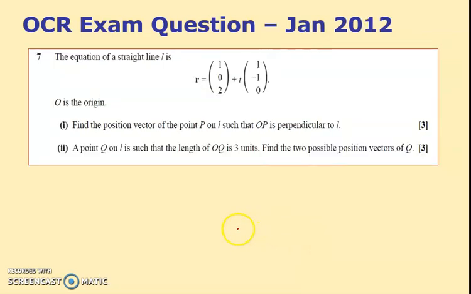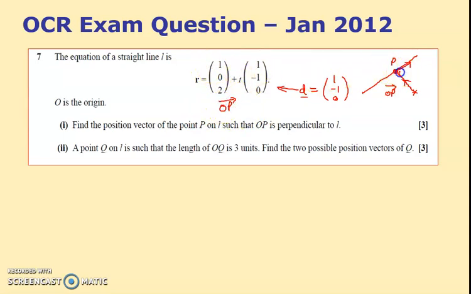Next question. The equation of a straight line. Again, notice as soon as I see this, I think D. What's D? It's (1, -1, 0). That's my direction vector. O is the origin. Find the position vector of the point P on L such that OP is perpendicular to L. So it's a very similar question. We've got this line, we've got some point that we're trying to find relative to the origin over here. I know my direction vector already. I need my vector OP, and to find OP I use this equation, which effectively gives me OP all the time.